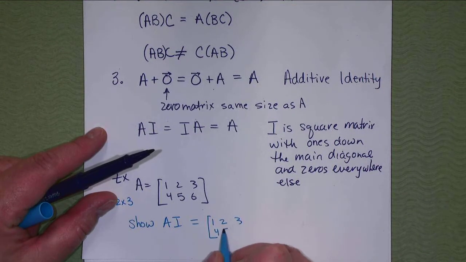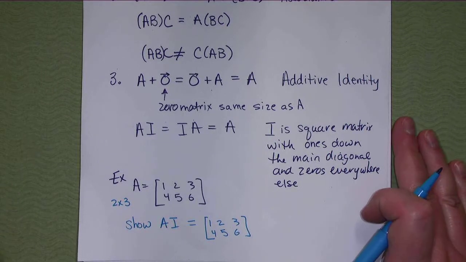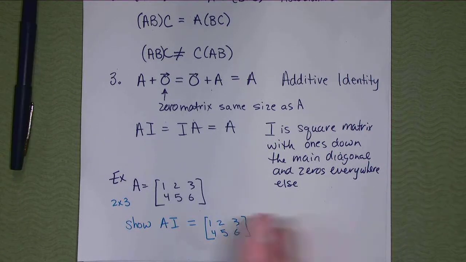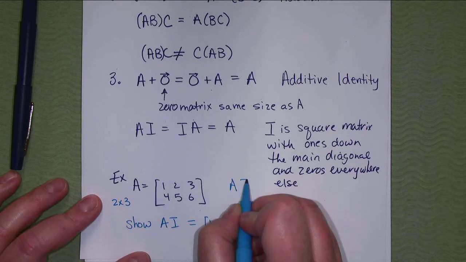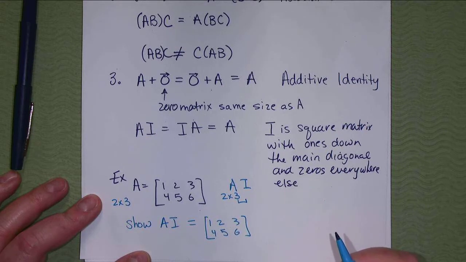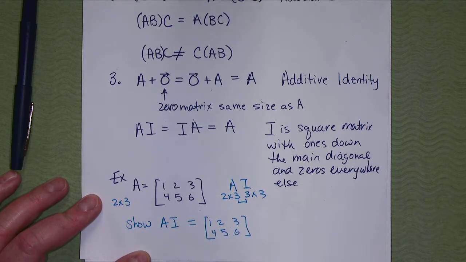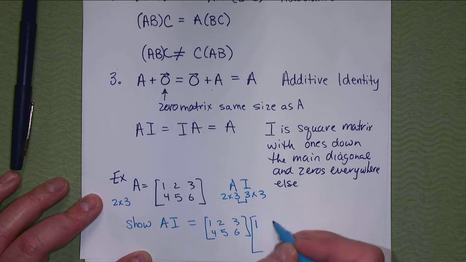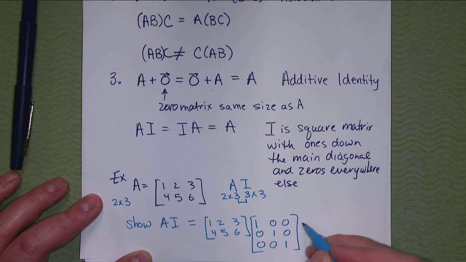And what would I look like? It would have to be a 3 by 3. Why is that? A is 2 by 3, and I has to be a square matrix. Right, this middle number has to match, and I is always square, so I would have to be a 3 by 3. So I would look like 1, 0, 0, 0, 1, 0, 0, 0, 1. And if you multiply that, you get 1, 2, 3, 4, 5, 6. You get back to A.